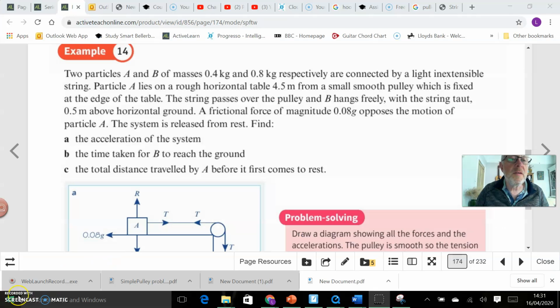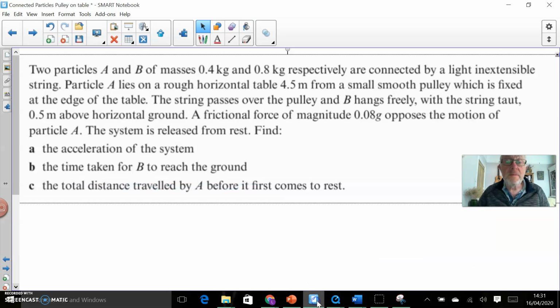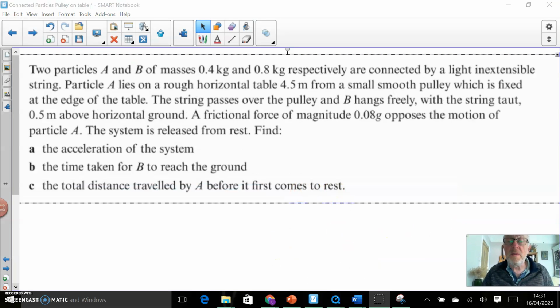Okay, so I'm going to go through example 14, which is on page 174 of the Year 1 Mechanics and Statistics book, and that is in chapter 10, the Forces and Motion chapter. So here is the problem.